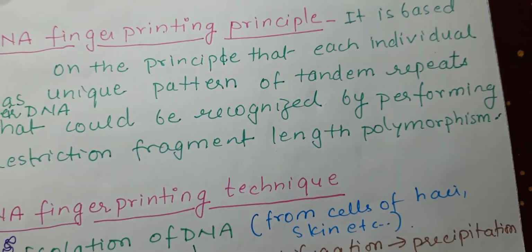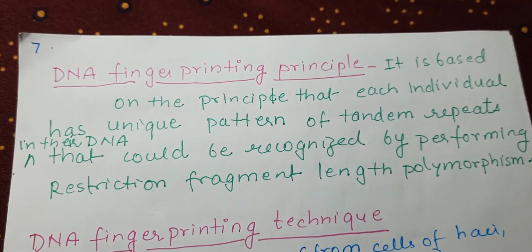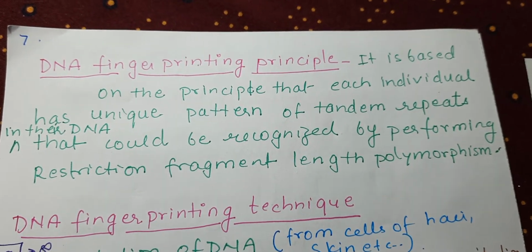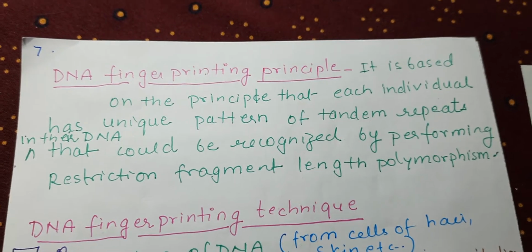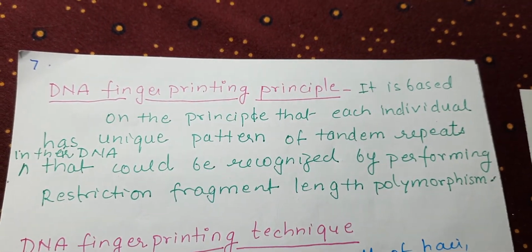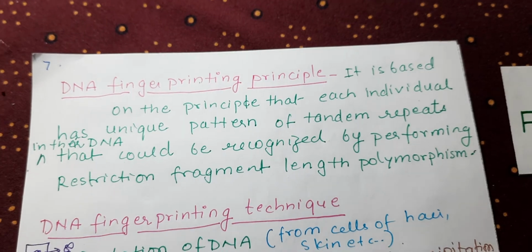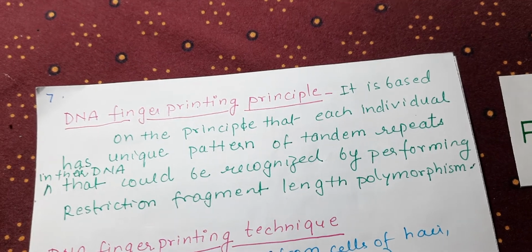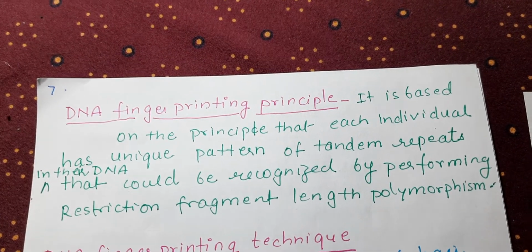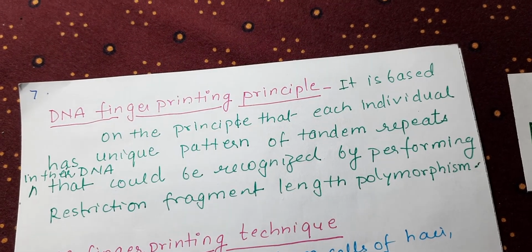Now that you know what polymorphism is and how it is useful, we will discuss the principle of DNA fingerprinting. It is based on the principle that each individual has a unique pattern of tandem repeats in their DNA that can be recognized by performing restriction fragment length polymorphism. Whatever the variation in the tandem repeats is, the analysis is done by RFLP. So this is the DNA fingerprinting principle.